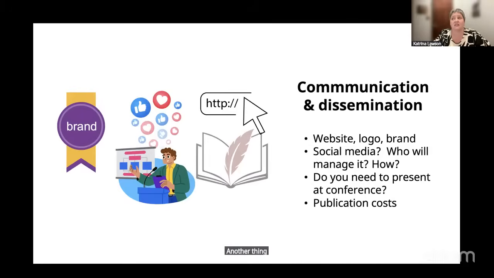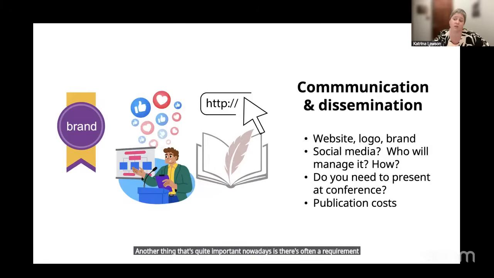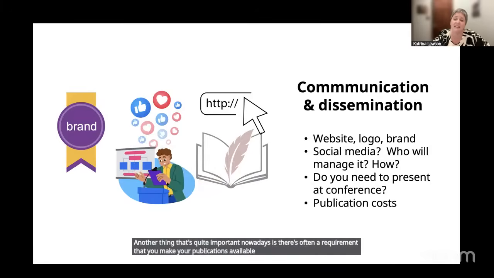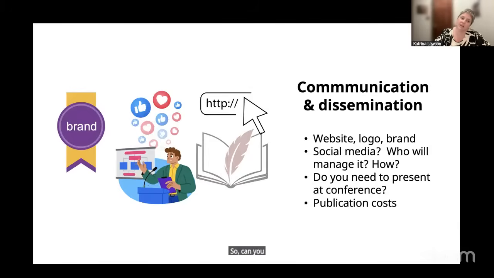Another thing that's quite important nowadays is there's often a requirement that you make your publications available open access. So can you include publication costs? And if not, how are you going to publish?